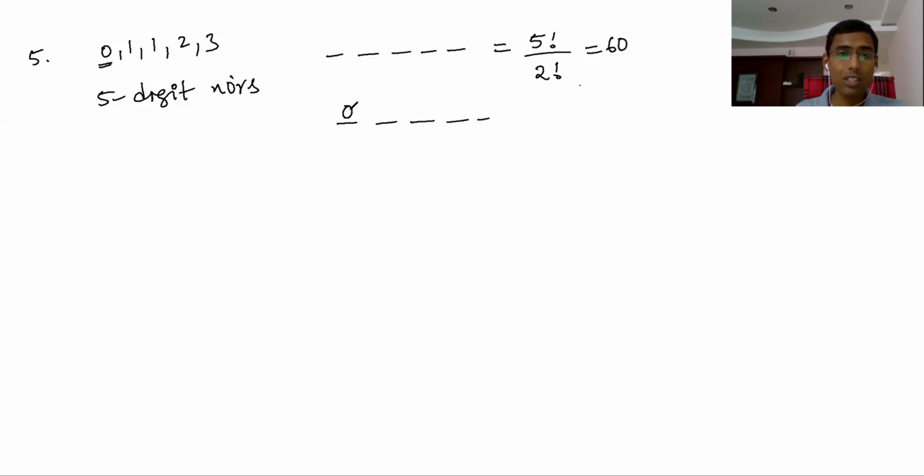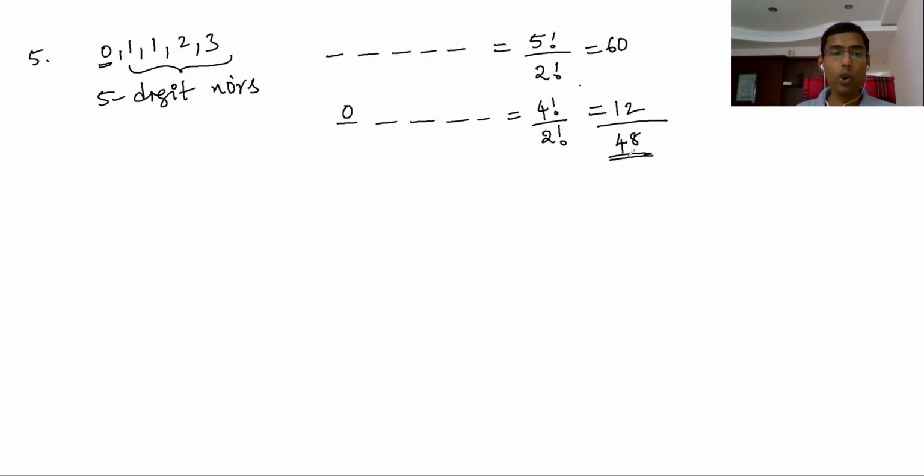So therefore, when zero comes in the first place, it is not called a 5-digit number. Now let's see how many numbers have zero in the first place. In the first place I arrange zero, and the remaining 4 blanks I can arrange in 4 factorial by 2 factorial ways with these 4 numbers in which one is repeated twice. So this is 24 by 2, which is 12. So 60 minus 12 is what?